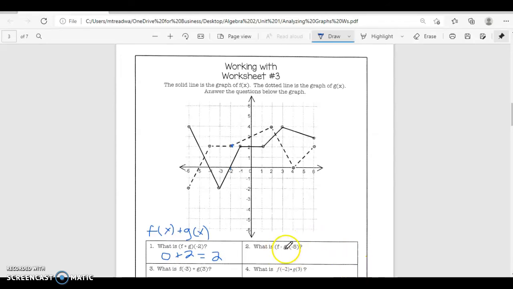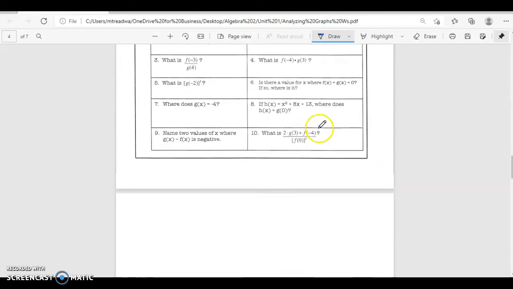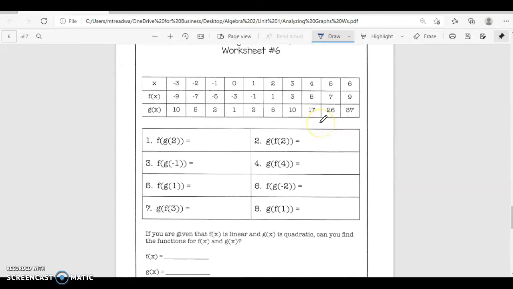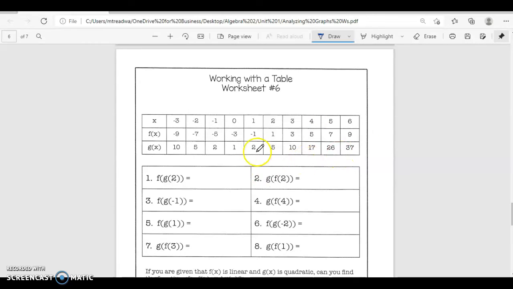Okay. Number 2 is similar. We have subtraction here now. So I want to find f of negative 5. And that's my solid line. So that is positive 2. Minus g of negative 5, which is 0. 2 minus 0 is 2. Okay, not too tricky. Now 6 and 7 have tables, however, and this is the one where we want to work from the inside out.